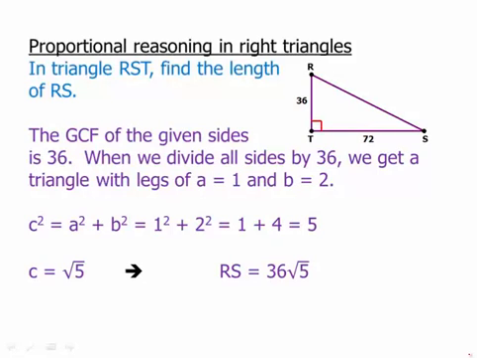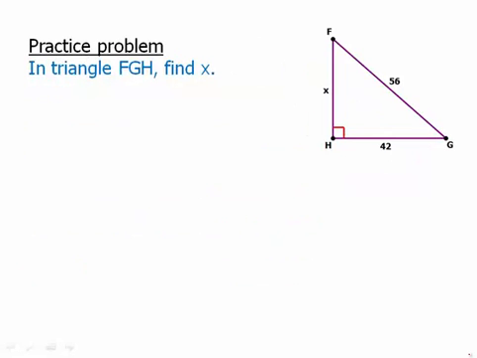So notice we did our Pythagorean theorem with the small numbers. Very convenient. We never had to square 36 and square 72. That would just be a disaster. So you don't want to square gigantic numbers. You want to divide them down by a greatest common factor and then work with much smaller numbers. Here's another practice problem. Pause the video and then we'll talk about this.